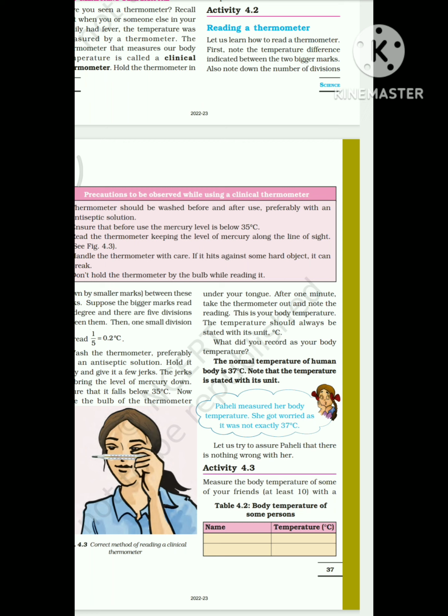it changes also. But in the Fahrenheit scale, it should not go above 99 degrees Fahrenheit, and in degrees Celsius, it should not go above 37.5. So let's continue. There is an activity.